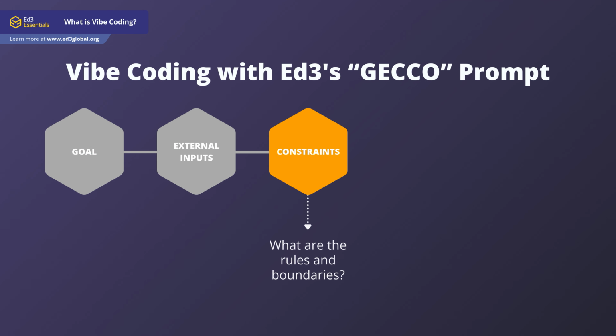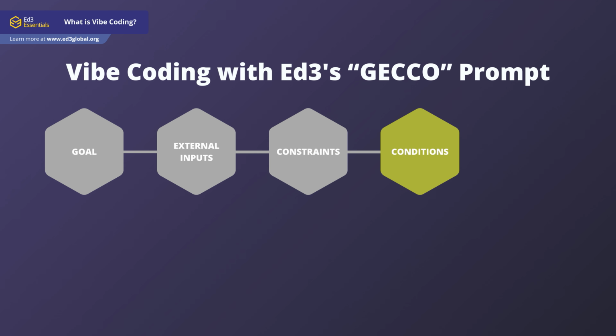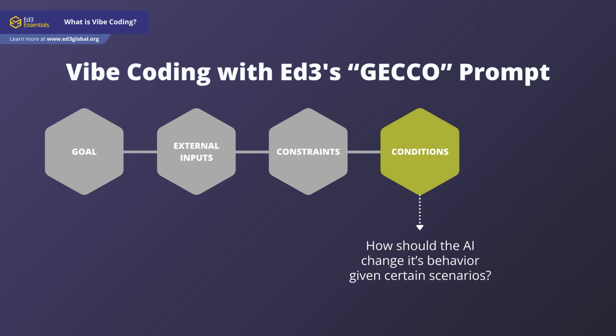Constraints are the rules and boundaries we want to set, things we don't want the bot to do or create. Conditions specify how the AI should change its behavior given certain scenarios. For example, if it encounters a data security issue, should it keep going or stop to ask questions? And the O in GECCO stands for output. This identifies what the format of the final product should be, like a web app or a report or a booklet.